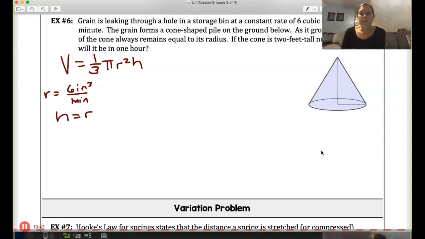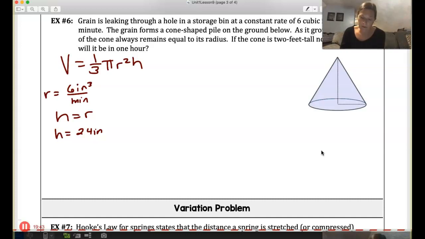So if the cone is 2 feet tall now, my height is 2 feet tall, but I'm going to convert that to inches just because notice my rate is in inches. So I probably want to keep everything in inches. So 24 inches. How tall will it be in 1 hour? So we need to figure out what's going to be the volume now, and then we need to know what the volume is going to be later. And then from there, we should be able to find the new height. Is what I'm thinking we need to be doing.